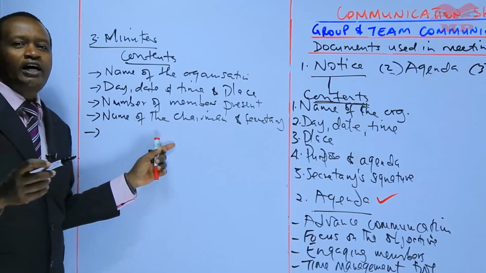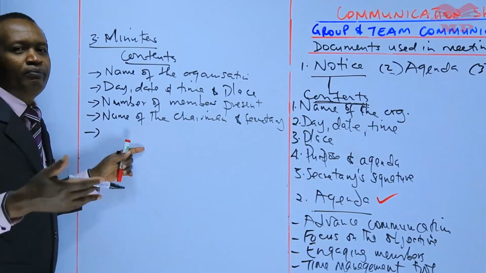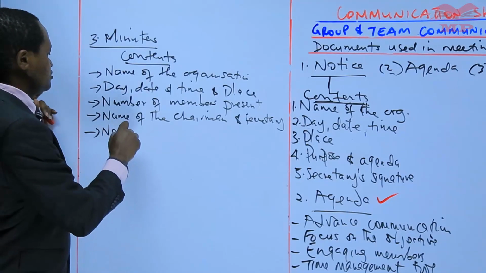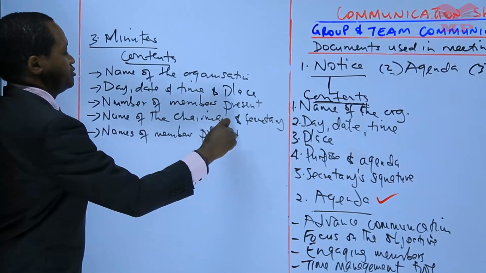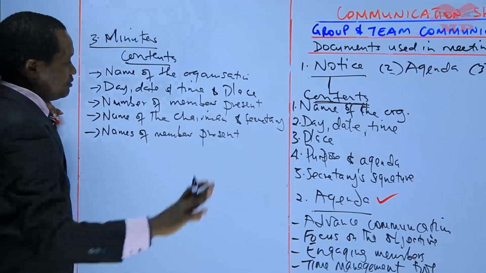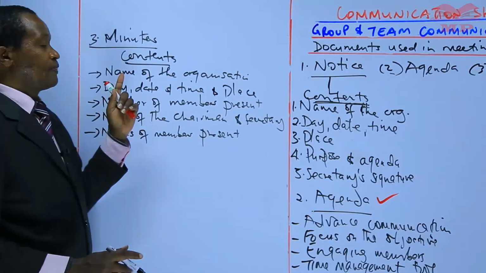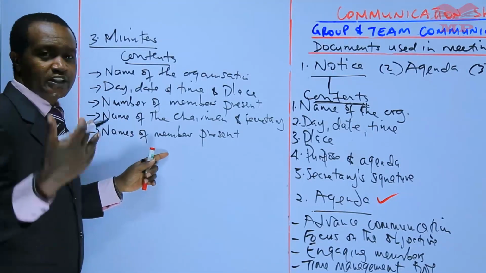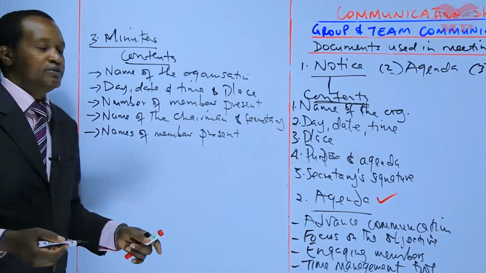Minutes should also have, this is number five, names of members present. Here we have the number of members present. If there are 30, you need to indicate that 30 members are present. Then you should also have their names written in the minutes, the names of members present, and sometimes the members have to sign that they are present at the meeting.